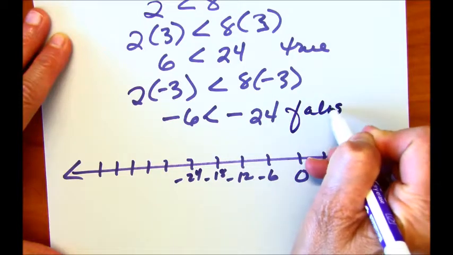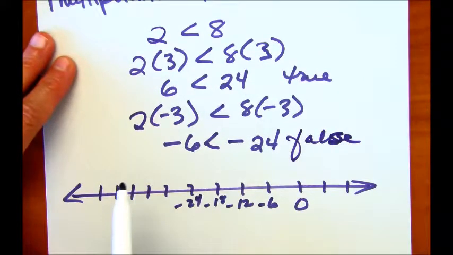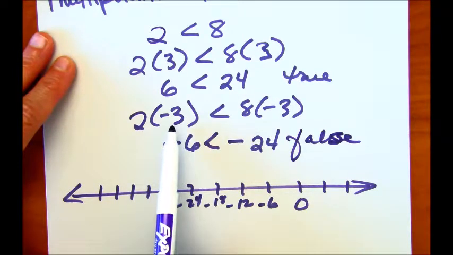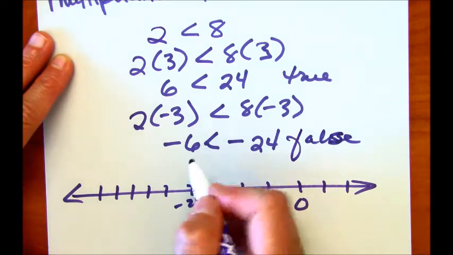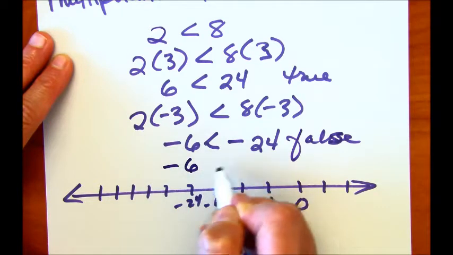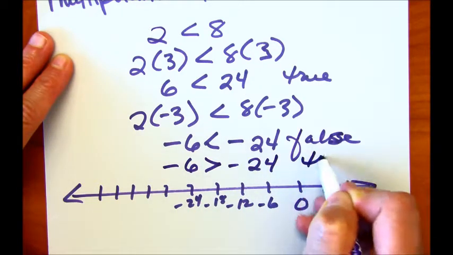Okay? Oops, false. So whenever we're multiplying or dividing by a negative number, we want to change that symbol. We want to reverse it. So instead of less than, we're going to put negative 6 is greater than negative 24, and then that would be true.